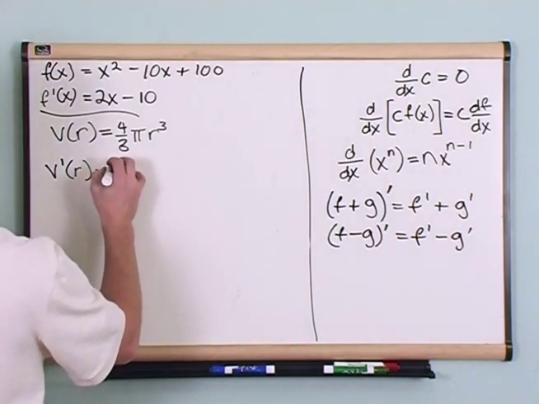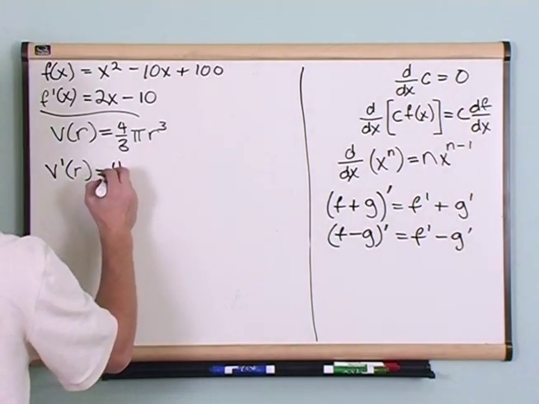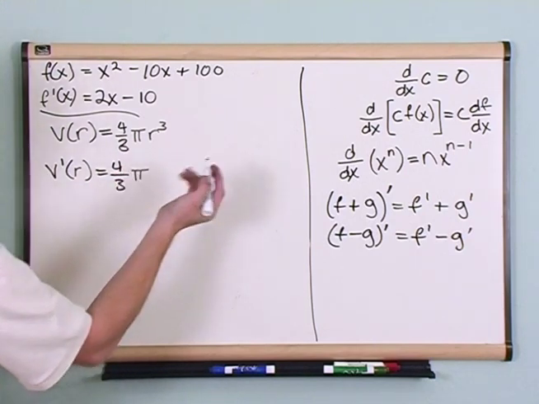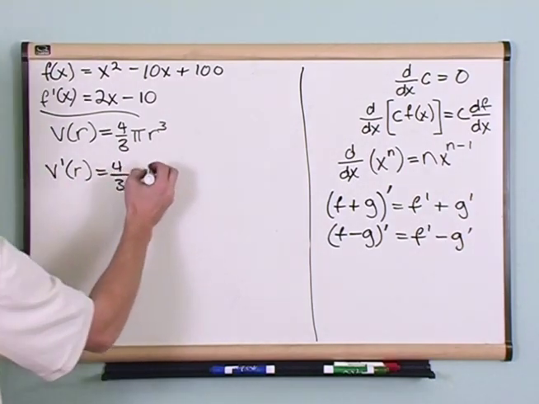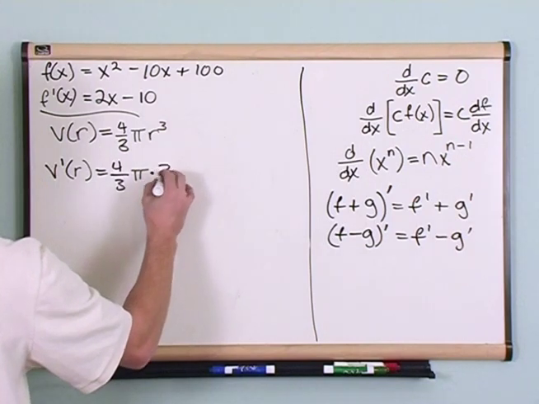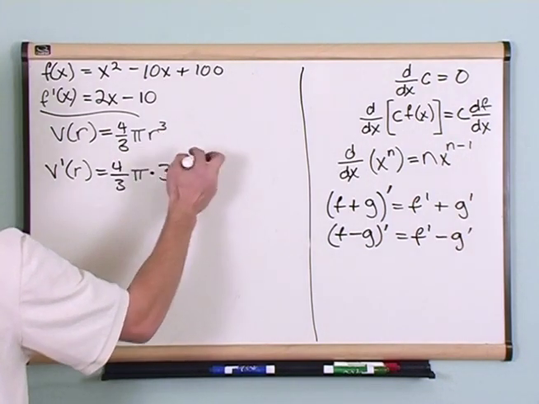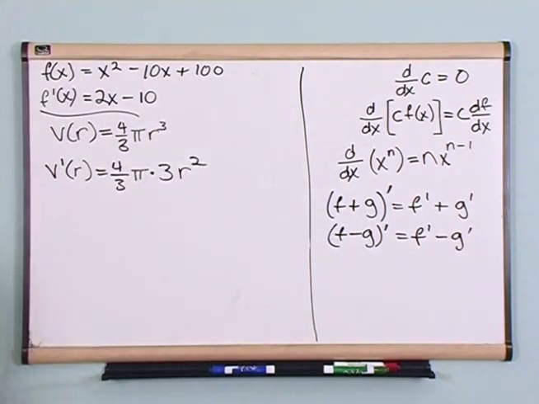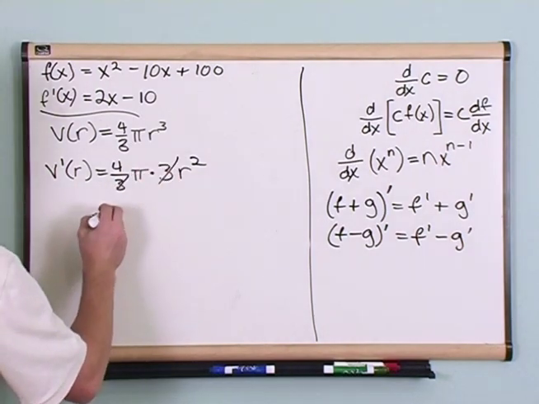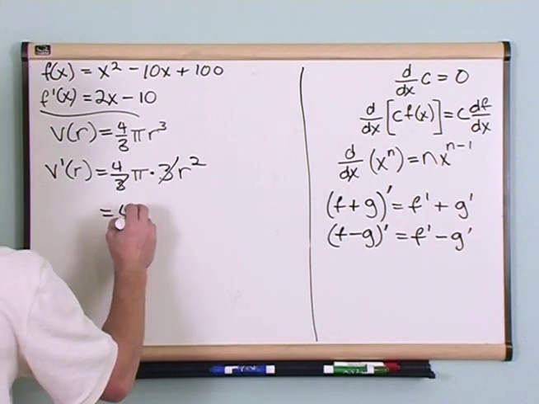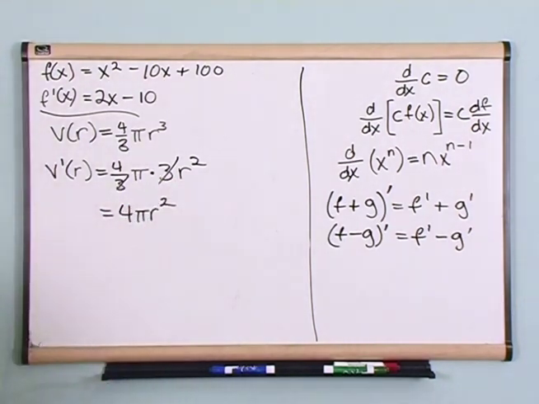That would be, these are constants, so they just hang out in front. 4/3 pi, they both just hang out in front. You don't do anything with them. Times 3 comes out of the exponent, r, and then here you've got to subtract 1, so you have a 2 in the exponent there. Now this 3 cancels with this 3, so what you have is 4 pi r squared. Okay?